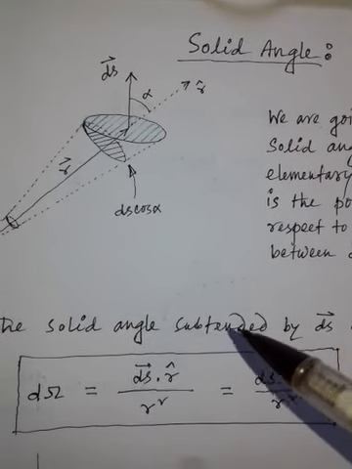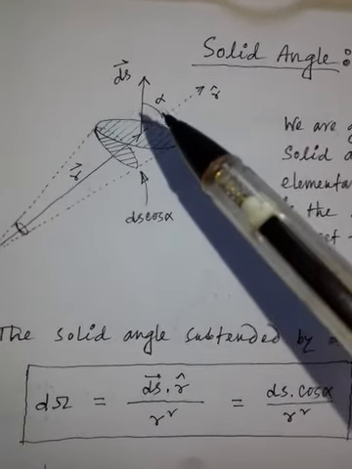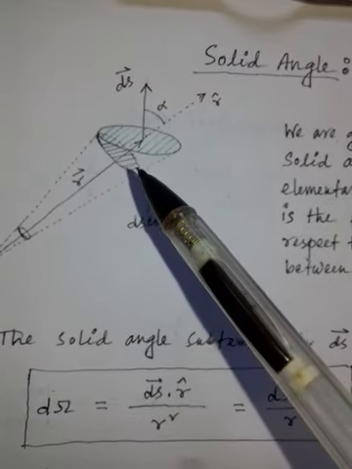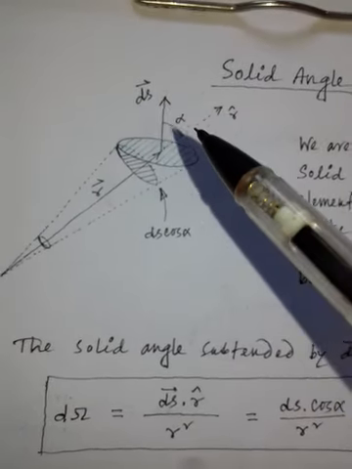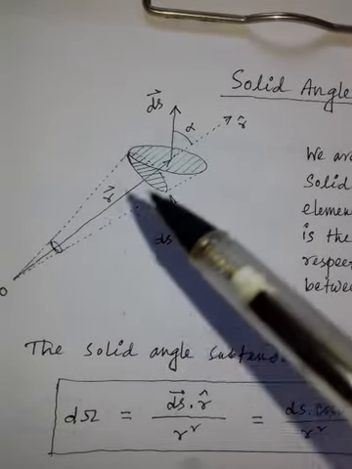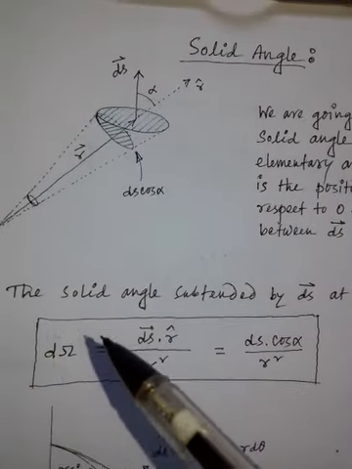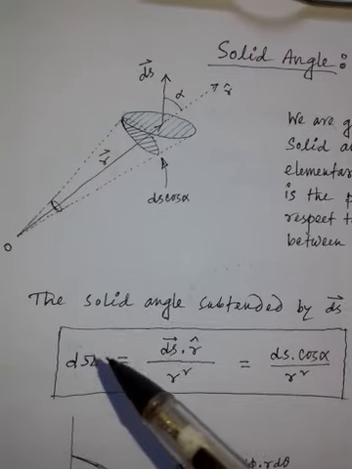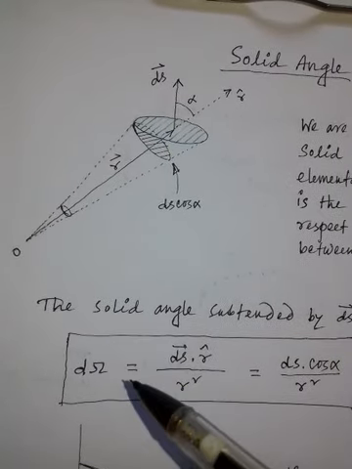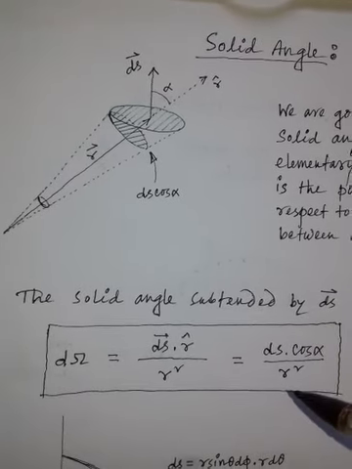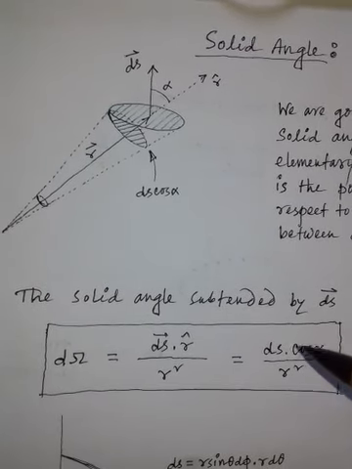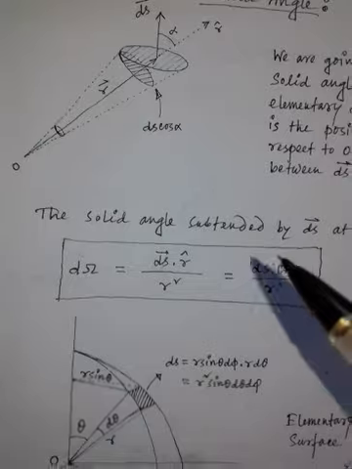But what is ds cos alpha? ds cos alpha is this area, which is nothing but the projection of ds on r. So ultimately we get the elementary solid angle d omega made by this elementary area as area ds cos alpha by r square, that is, area by distance square.